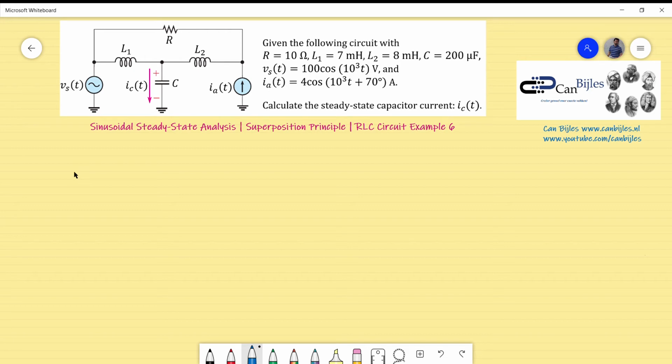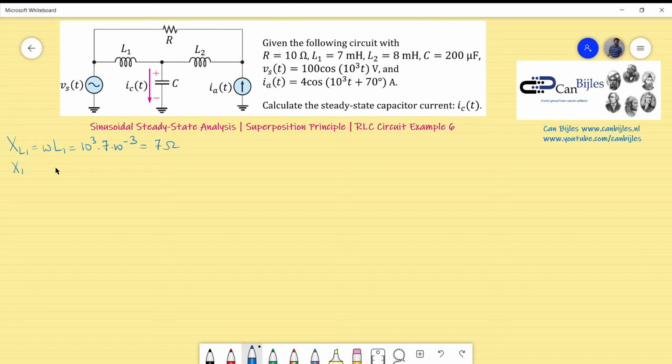As we did also in the previous examples, we first transform all of the elements into the frequency domain, then we carry out the analysis and we activate, of course, one source at a time, because that is the superposition principle. So let's start first with XL1, which is the reactance of the inductor L1, which is omega times L1, and omega here is 1000, 10 to the power 3, times 7 times 10 to the power minus 3, which is the 7 millihenries for L1, and this will give us 7 ohms.